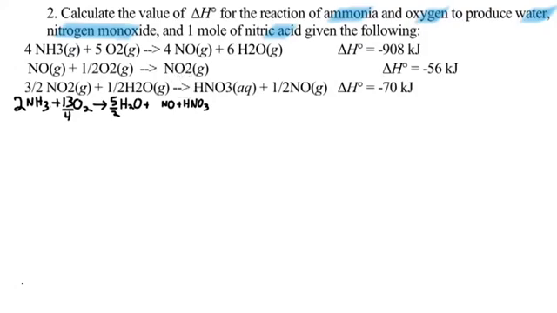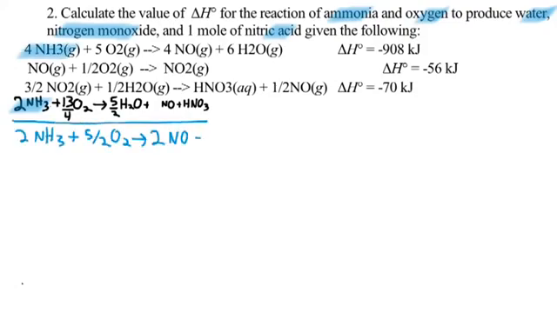Okay, so I'm trying to have 2 NH3s in my overall picture. I see that the first equation has 4 NH3s, so I'm going to use that one, except I'm going to divide everything by 2, including the energy. So that's 2 NH3, 5 halves O2, 2 NO and 3 H2O. And then the energy would be divided by 2, or multiplied by 1/2.